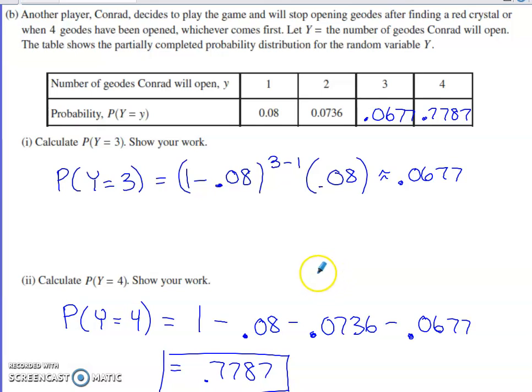A probability distribution table, the total of all of the probabilities within it, of all possible events, has to be 1. So if I use a complement and subtract off the probabilities I know, the one that they gave us, the second one they gave us, the one we just computed, we end up with the probability that either he gets that red crystal on the 4th opening or no red crystal, shuts the game off, done till the next day.